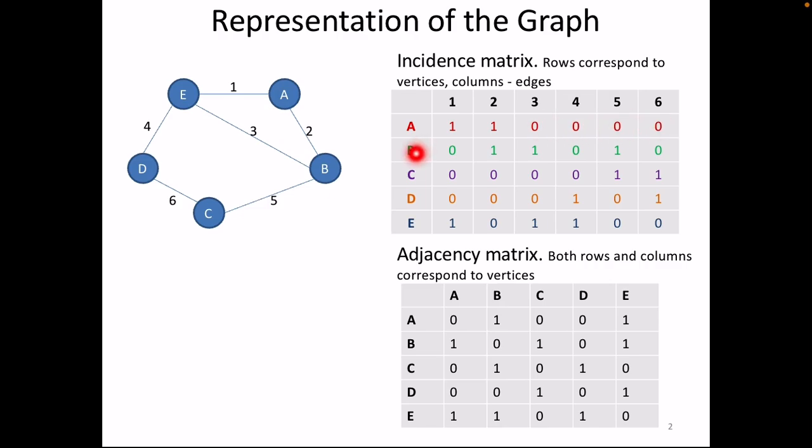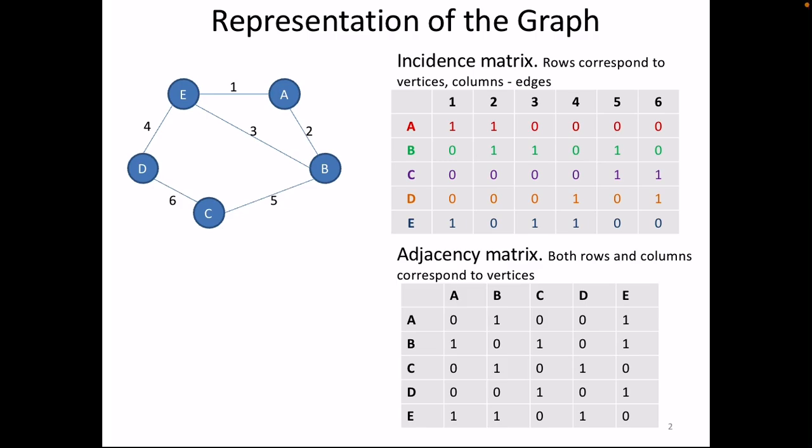Vertex B is connected to 3 edges, 2, 3, 5. So for 2, 3, and 5 we have ones, and in all other places we have zeros. Vertex C is connected to edges number 5 and 6, so we have zeros up to 5 and 6. And D and E are similar to the previous vertices.